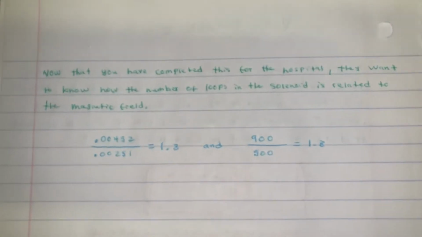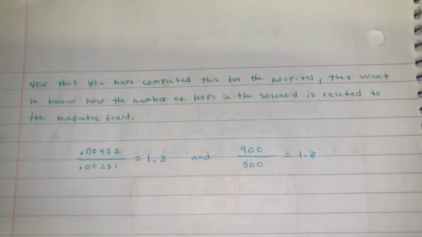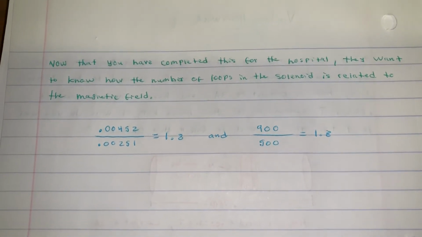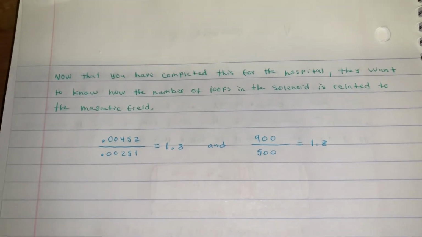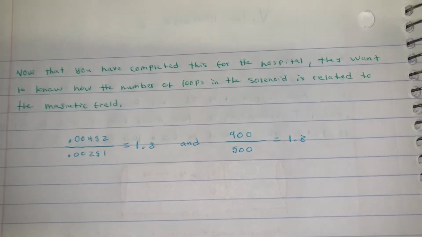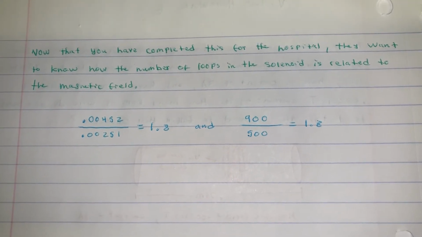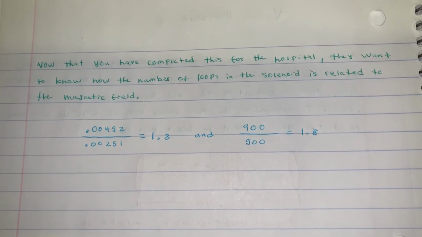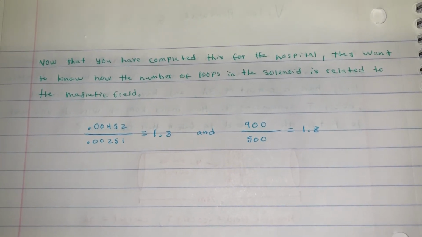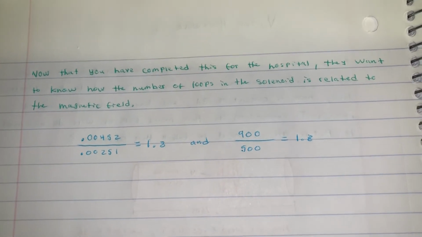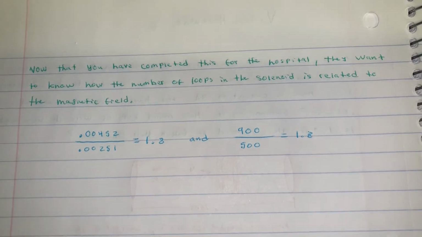And so now that we've done these two calculations for the hospital, they want to know what the relationship is between the number of loops in the solenoid and the magnetic field. And so to do this, what we're going to do is take the two magnetic fields that we had and take the two numbers of loops that we had and see what kind of ratio it gives us. And when we look at this, we see that 0.00452 is the magnetic field with 900 loops, divided by the 0.00251, which is the magnetic field with 500 loops, and that gets us a ratio of about 1.8.